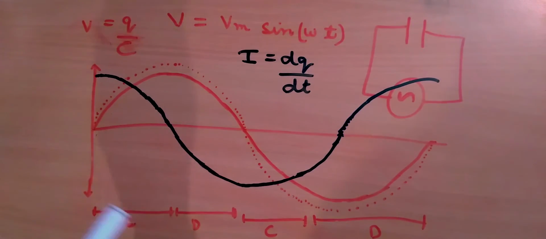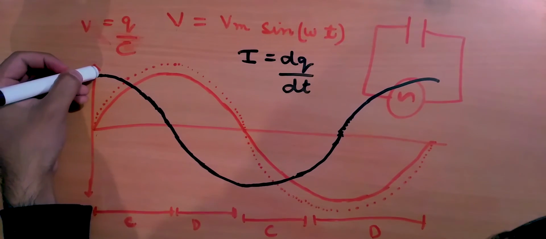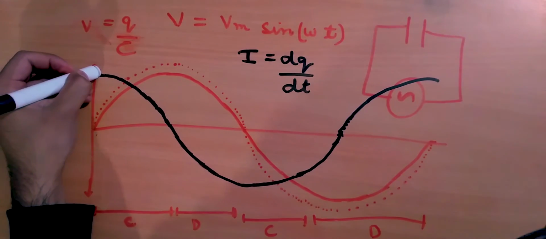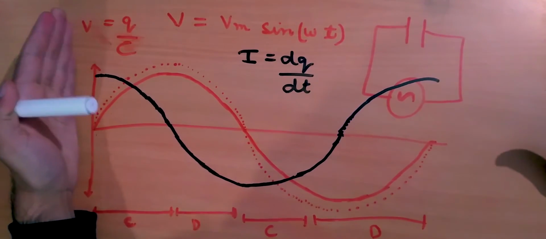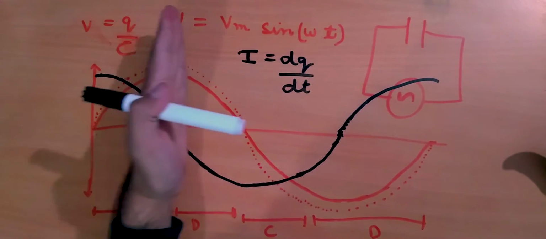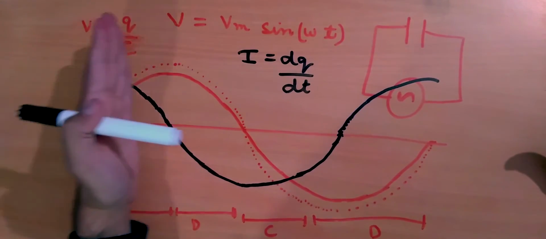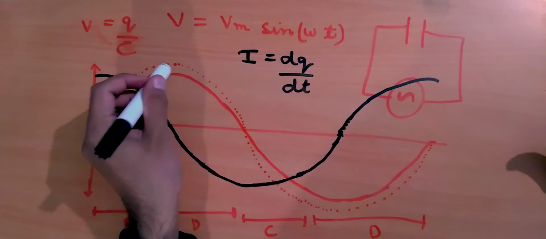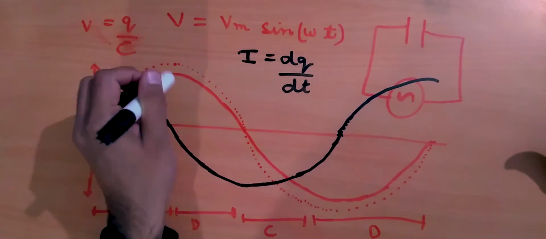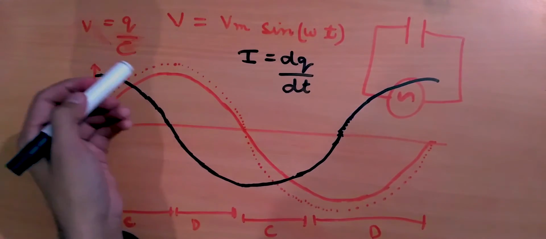And what do I mean by that? Well, you can see that the current graph reaches its peak at this moment in time, but you have to wait for some time. You have to wait for this much time, and after this much time has passed, the voltage graph reaches its peak. So the voltage graph is actually lagging behind. And lagging behind how much?